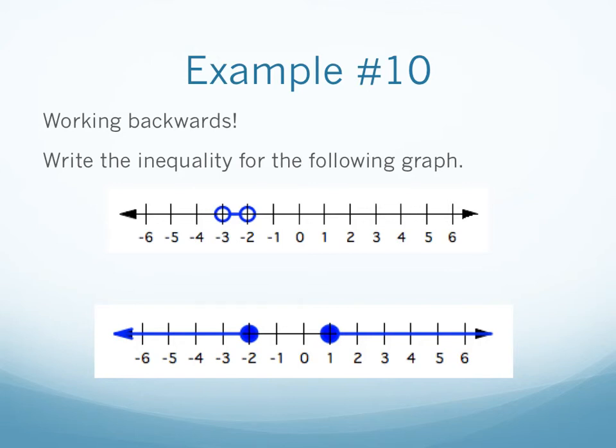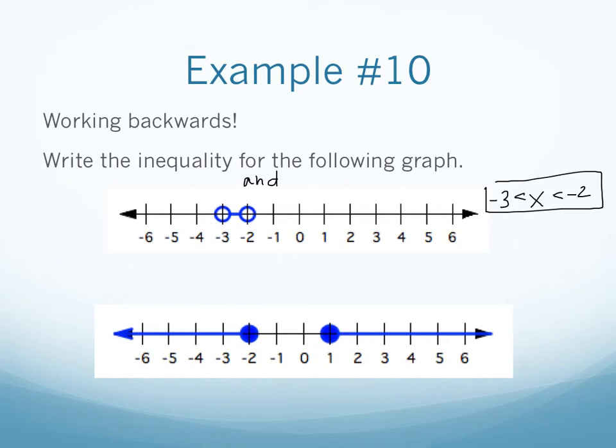So looking at the first one, the shading is in between, so this is an and. And is written together as 1 with x in the middle. I'm then going to have -3 and I'm going to have -2. Neither circle is filled in, so my inequality looks like this.